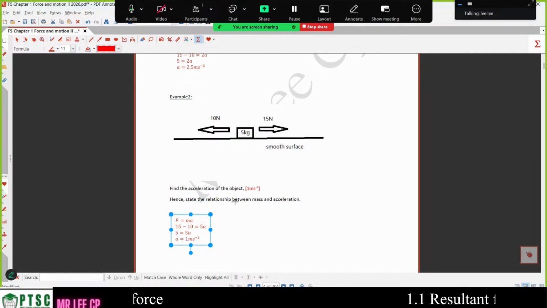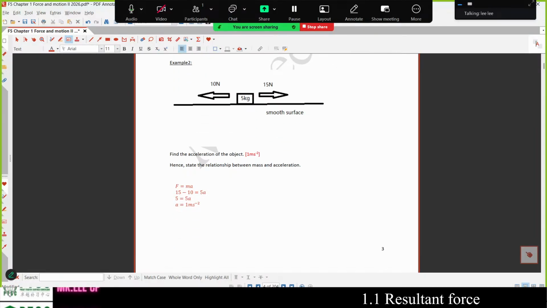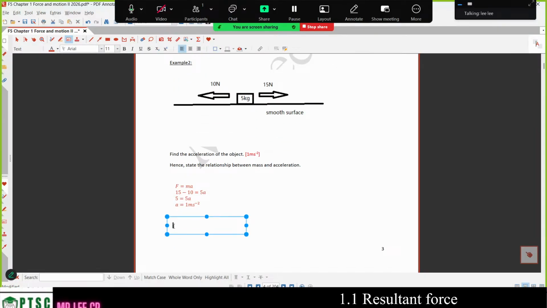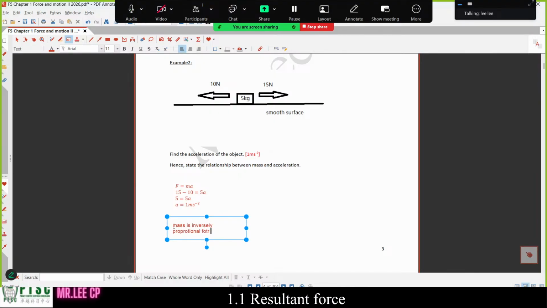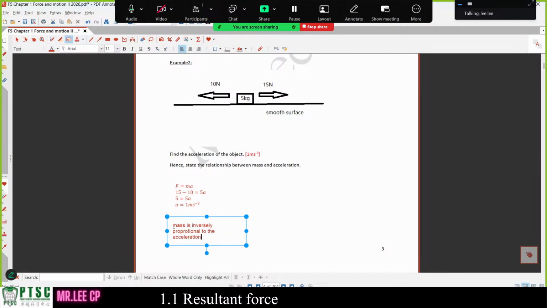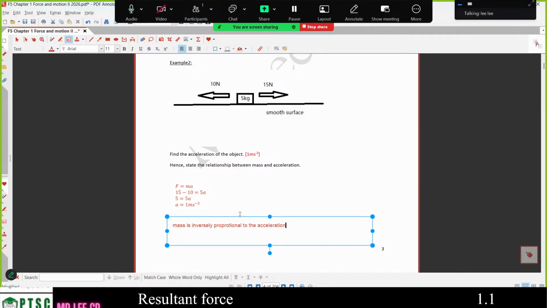So state the relationship between mass and acceleration. So mass and acceleration are opposite, terbalik. Okay, we call it inversely proportional. Mass is inversely proportional to the acceleration. It means the bigger the mass, the smaller the acceleration, terbalik.